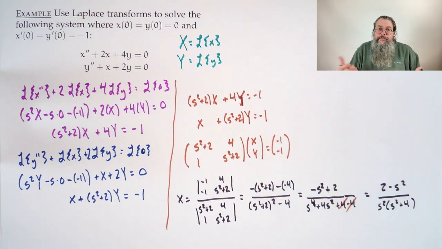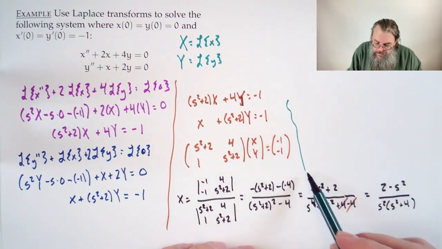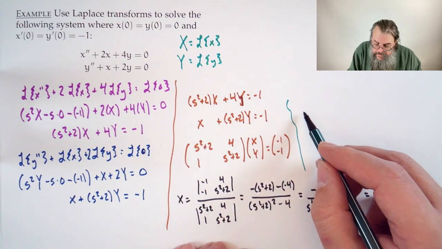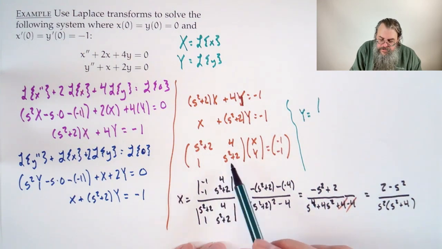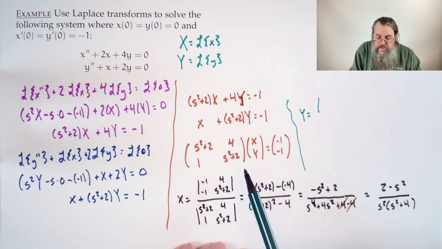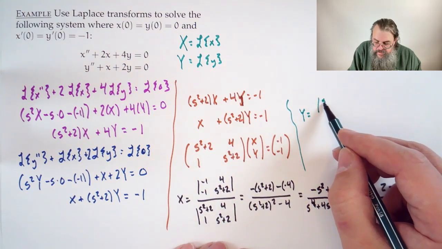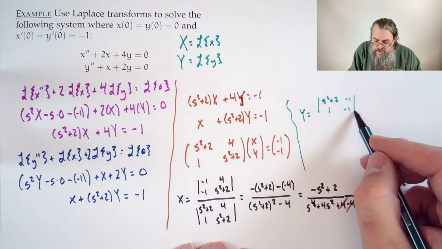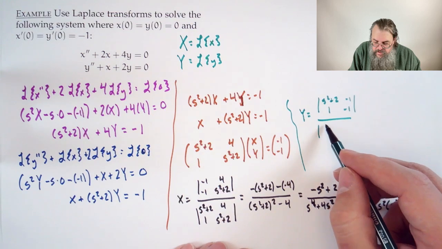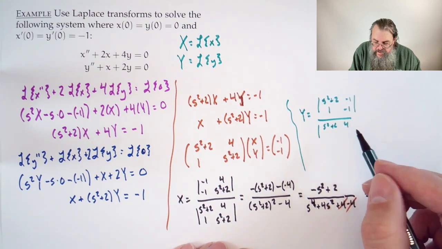So to finish the problem for X, we'd have to take that inverse Laplace transform, which we will, because we have to find the answer. But let's also write down what we'd have to do for Y. So for Y, it's very similar. Now the only difference is which column gets replaced. In this case, we'd replace the second column. So we'd have [s squared plus 2, minus 1; 1, minus 1]. And then downstairs we get the same exact thing.